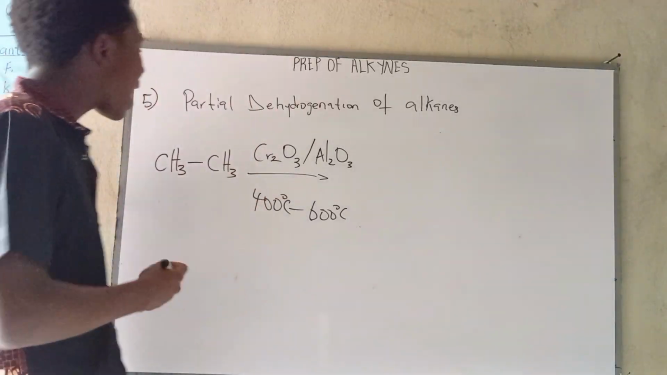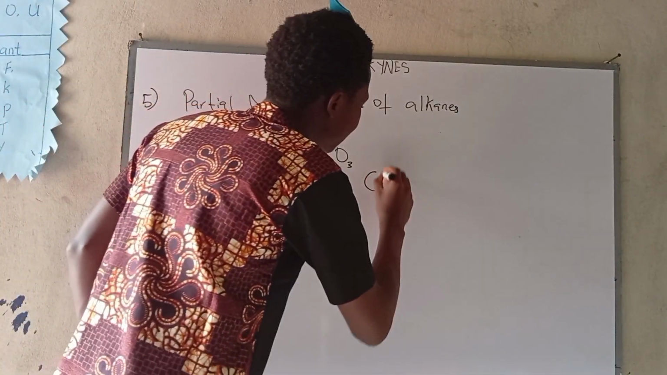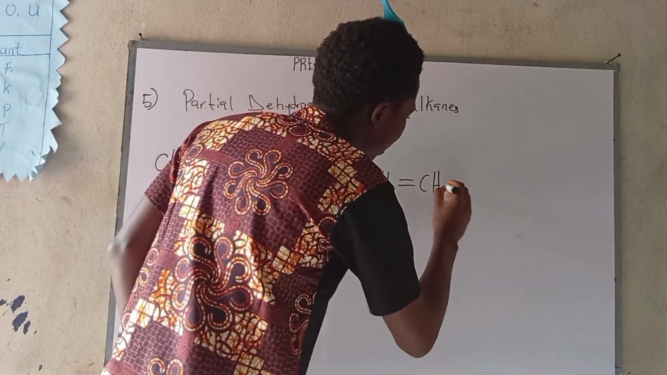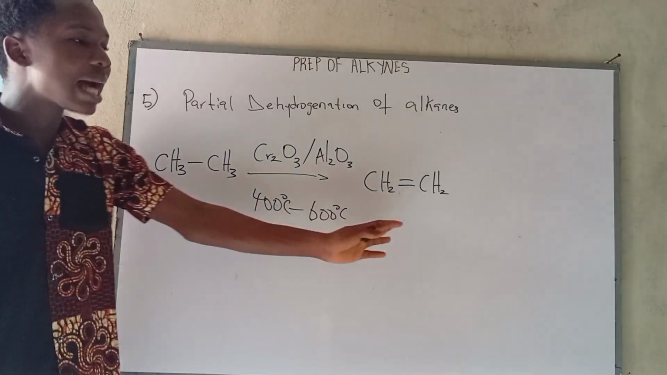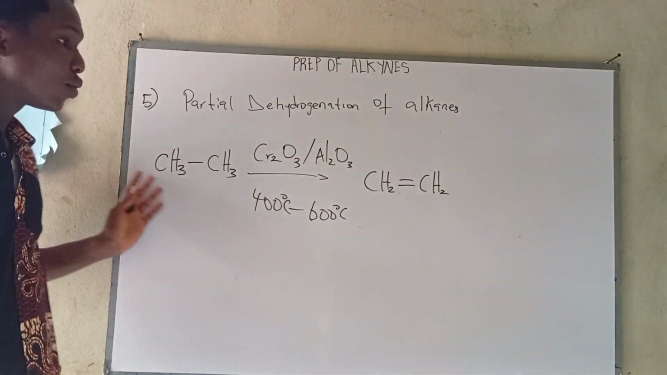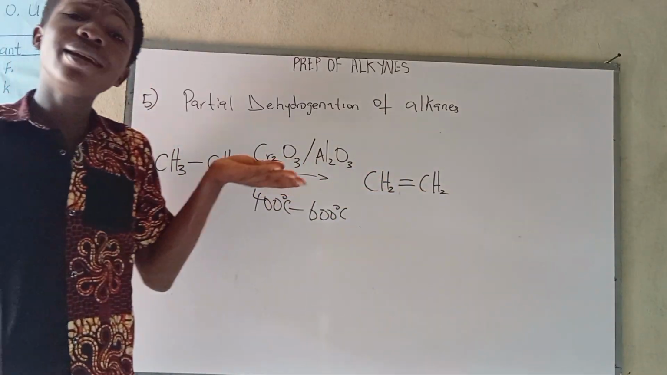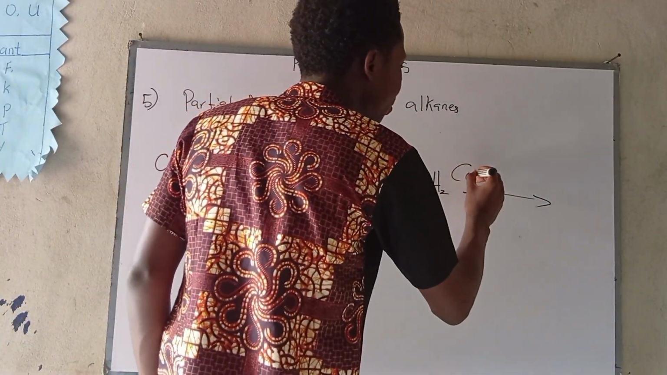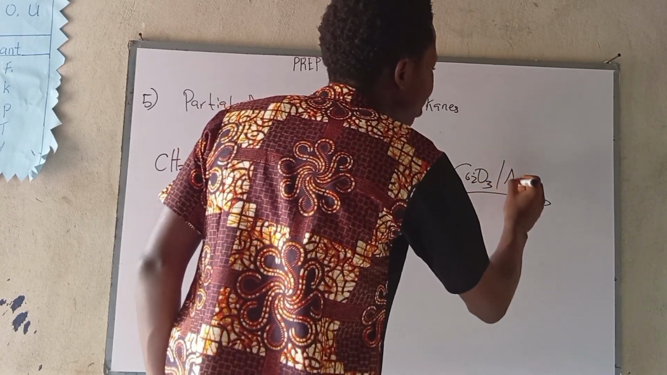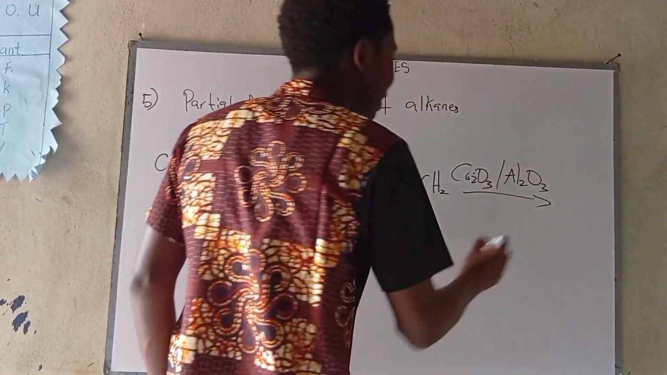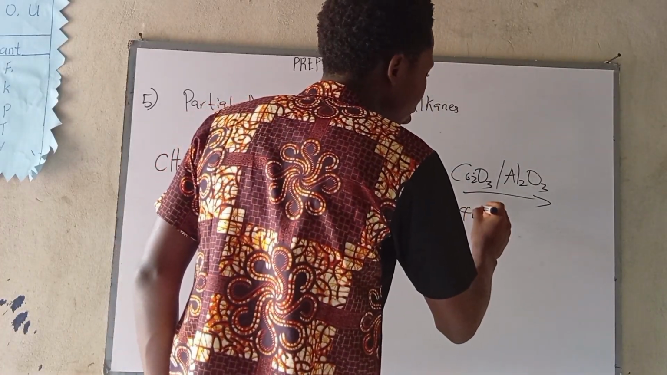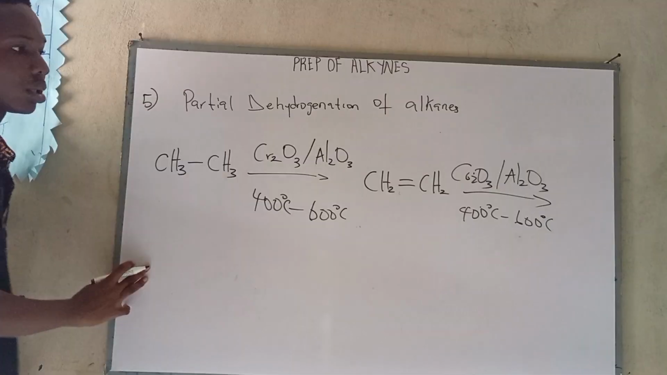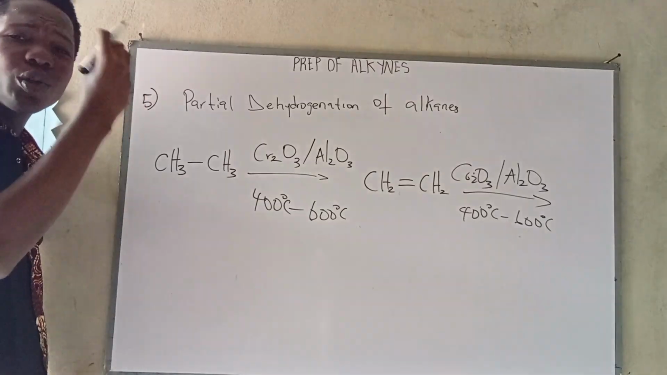On this high temperature and in the presence of this metal catalyst, something is going to happen. Hydrogens will be removed and a double bond will be formed. See what we are now going to get. Yes, this is actually what we are going to get. We are going to get an ethene. On further reaction, with the same conditions and everything, we use our chromium 3-oxide or aluminium oxide in the presence of the same temperature. Guys, what are we going to get? We are actually going to get our alkyne that we are looking for.